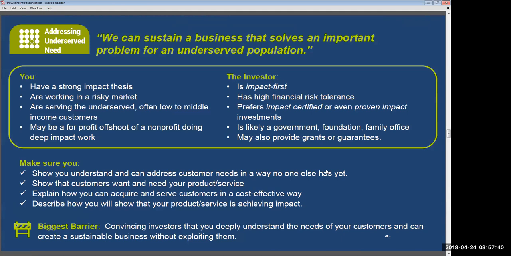And they may be a government, they may be a foundation, they may be a family office. It's somebody who has said, I really want to solve this problem.